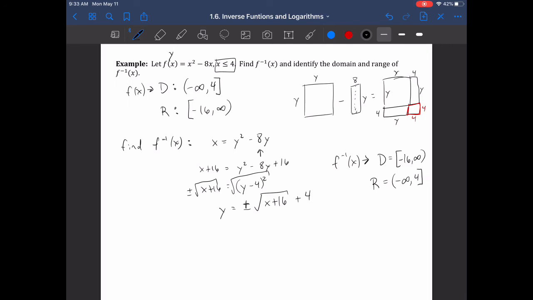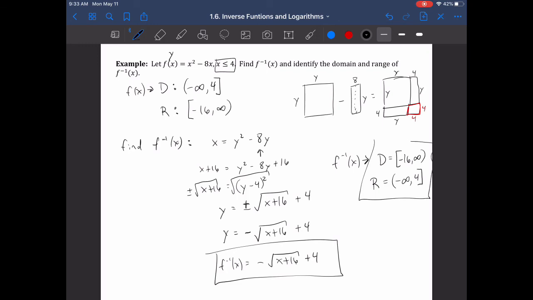Well, if we use the plus version of this, we're going to get values that are on the positive side and larger. So what we're going to want to do is actually choose the negative square root of x plus 16, plus 4, so that we get the proper range of outputs. So we're picking that negative value. So f inverse of x is negative square root of x plus 16, plus 4. And you can try the plus version if you want. You'll see you're not getting stuff inside the range. Only the negative value will give you things inside this domain and range.